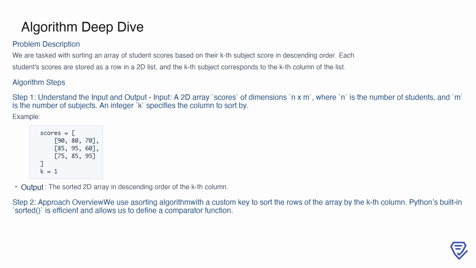For example, if the input array is a 3x3 matrix and k equals 1, we're sorting by the second column of scores. The output should be a new 2D array with the rows rearranged so that the KTH column is sorted in descending order. To achieve this, we'll use a sorting algorithm with a custom key that focuses on the KTH column specifically. This approach allows us to efficiently isolate the column of interest while keeping the logic concise and readable.